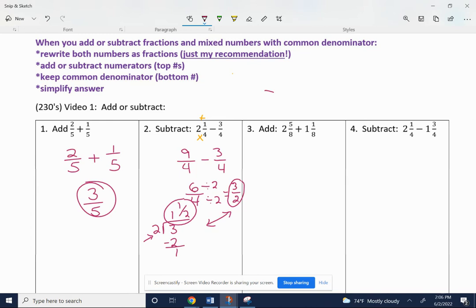Why don't you try the next two on your own. Pause the video, do the second two problems on your own, unpause the video, and then check.